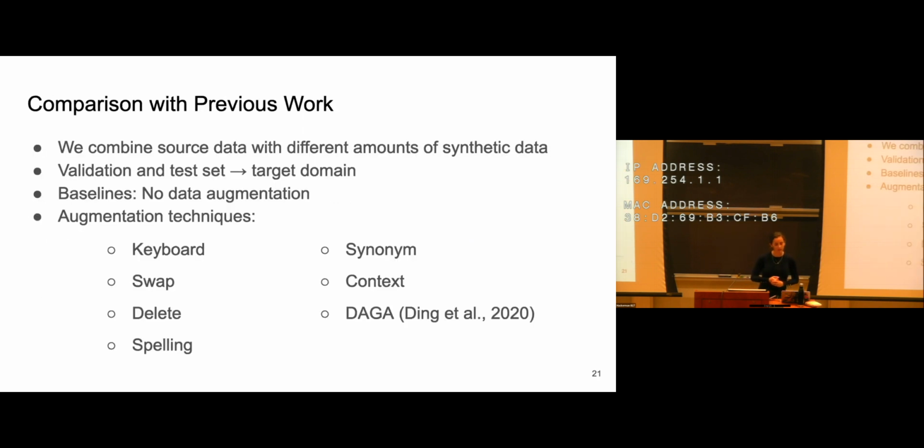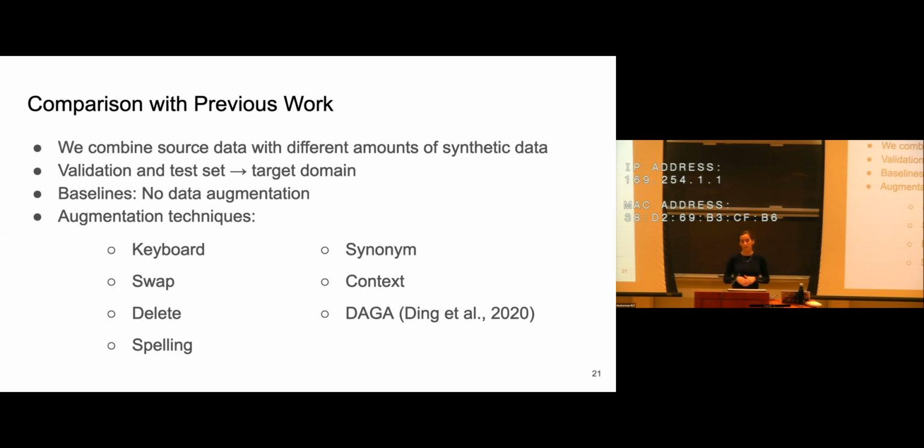Okay. We also compare with previous work, because we're not the first ones to try to do data augmentation for NER. The simplest approaches are rule-based transformations you can do to the data, like keyboard changes, if you change some letters based on proximity on the keyboard. Or synonym transformations, swapping words, deleting words, doing spelling mistakes, and using context as well based on BERT and nearest-neighbor proximity. That's, I guess, the most sophisticated of that part of the work.